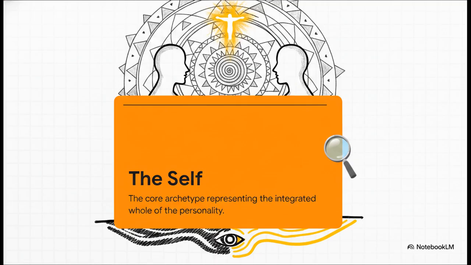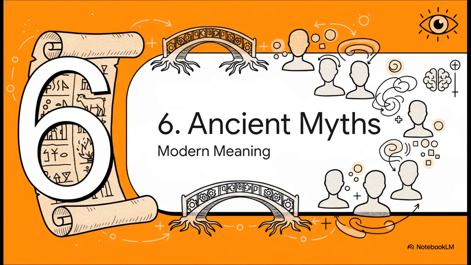He viewed Christ as the ultimate psychological prototype of the self, the figure that mediates between the human and the divine, between consciousness and the unconscious. Section 6. Ancient myths, modern meaning. Let's bring this all home and answer the big "so what" question. Why does a modern 21st century person even need ancient mythology?